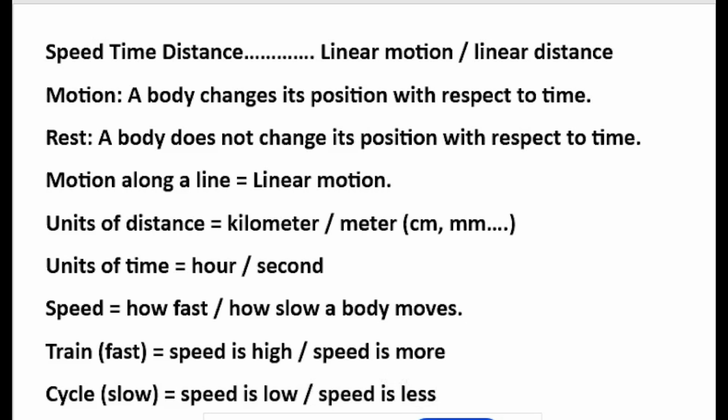So what does speed measure? Speed means how fast or how slow a body moves. A body moving fast has high speed. A body moving slow has less speed or low speed. So, speed means how fast or how slow a body moves. A body moving very fast means the speed is very high, and a body moving very slowly means speed is very less.